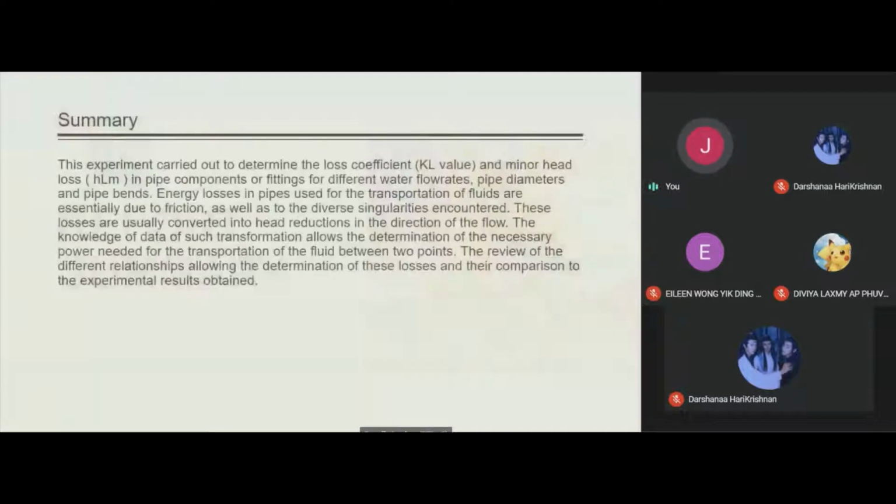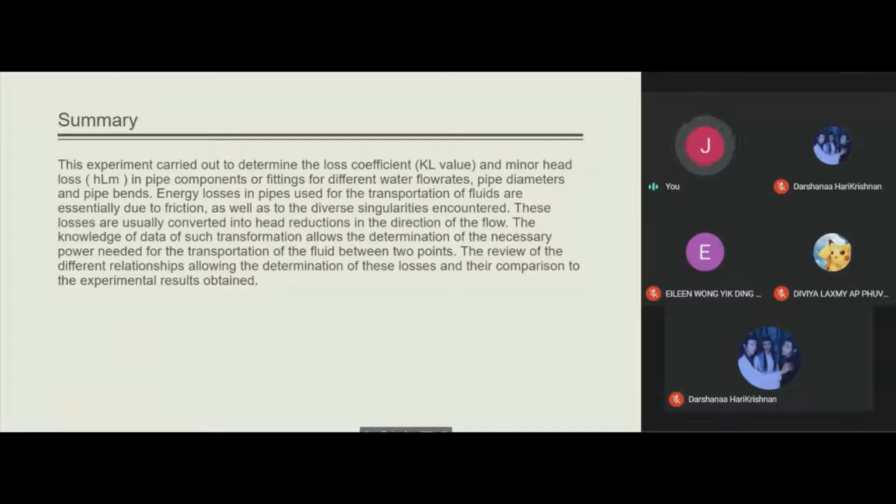So I will talk about the report summary. This experiment is carried out to determine the loss coefficient and minor head loss in pipe components or fittings for different water flow rates, pipe diameters, and pipe bends.